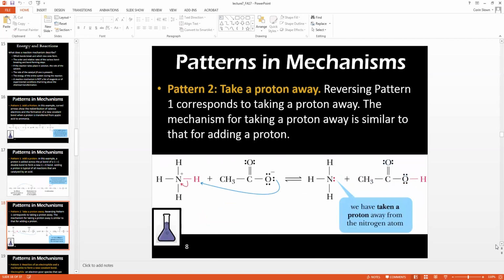What about a different pattern? Let's look at a pattern where we take a proton away. So this is reversing the pattern of one that we looked at initially. This is where I take a proton. Notice I have my acetate takes a proton, and again it breaks a bond and relocates the electrons onto my ammonium. Here I've taken a proton away from ammonia and added it to acetic acid.